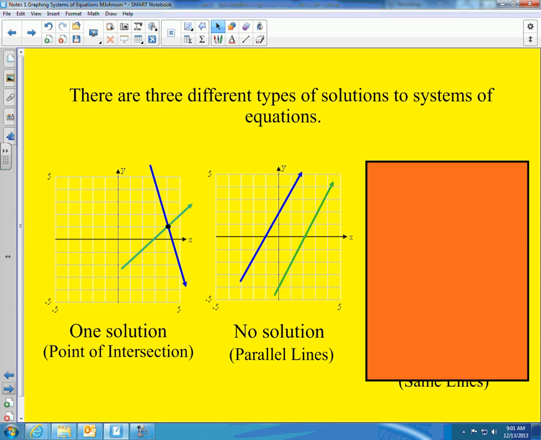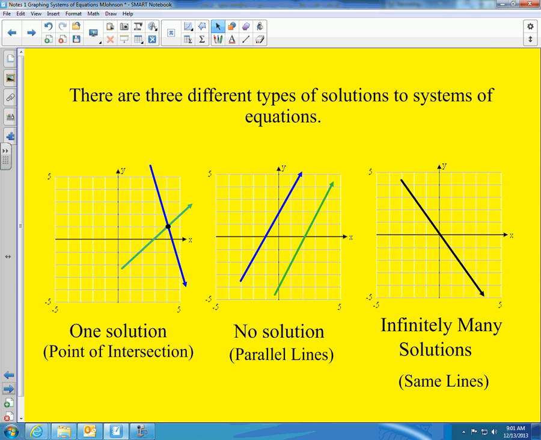We also have no solution, where you have parallel lines. Notice the answer is no solution, not the answer is parallel lines. The answer is no solution. And then we have infinitely many solutions, where it ends up being the same line.